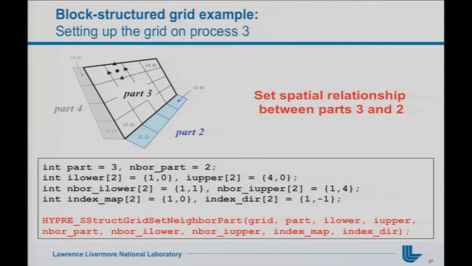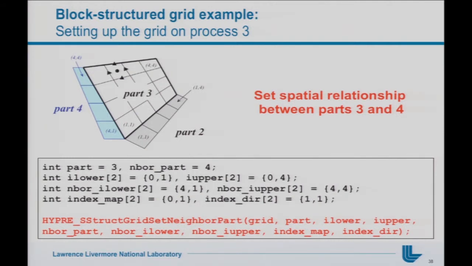And one of the ways you can relate the different parts is through this function called set neighbor part. And basically, what we're going to do here is this call, you don't have to read all the details, basically says that this box of data, all the variables that live on this box on part 3, are the same as all the variables that live on this box on part 2. So we have to give a description of the box that I've drawn here in terms of part 3's index space and part 2's index space. And that tells HYPRE that those variables are the same. So if there's any stencil couplings that go into those locations, it describes how the different parts are then coupled to each other in the discretization.